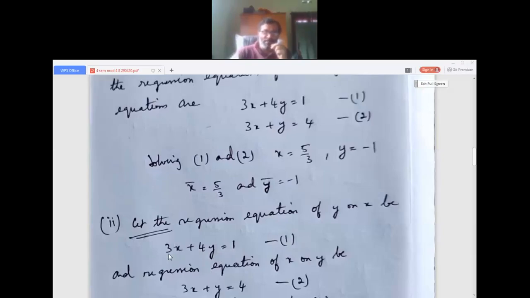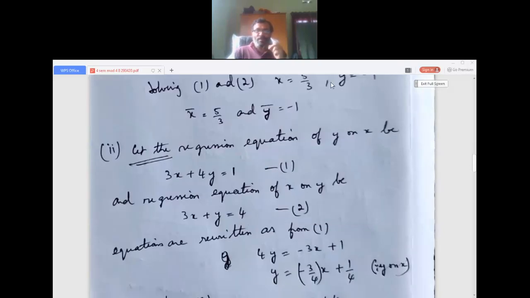Then the other one will be the regression equation of x on y. I'll take it as equation 2. So the first equation I take as the regression equation of y on x, 3x plus 4y equals 1, and the other as the regression equation of x on y, that is 3x plus 4y equals 4. Now, the first equation is the regression equation of y on x.